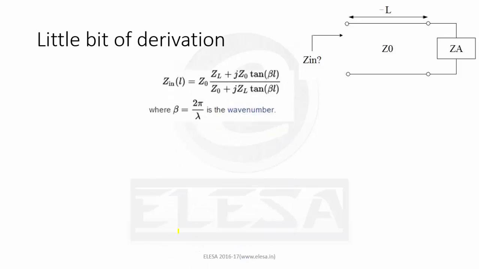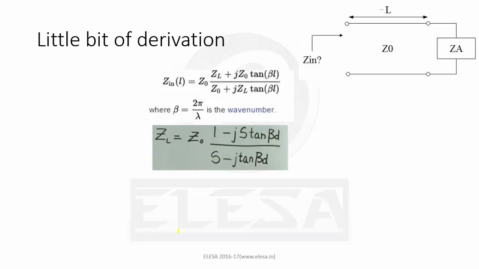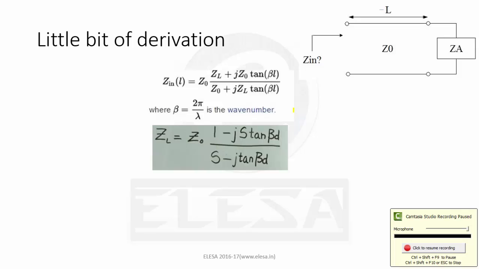So now Zin of L is equal to Z0 into ZL plus jZ0 tan beta L upon Z0 plus jZL tan beta L, where beta is the wave number. We saw this equation previously. Now let us manipulate this equation so that we will be able to find the input impedance at a distance of minus L from the load impedance.